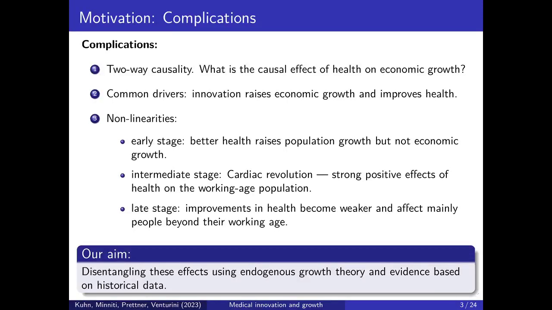So it's clear that life expectancy and income are positively correlated, but there are at least three complications in the whole relationship that are important to address. The first is that there is a two-way causality. Of course, health will affect economic growth. So if people are healthier, they are more productive. That means they can work more and longer, and that increases per capita GDP.